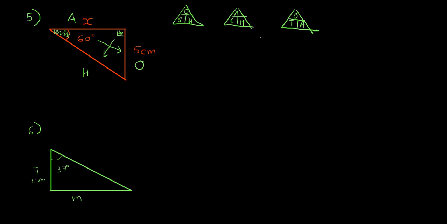Okay, TOA. So in this case I have the opposite, I have the angle, and I need to find the adjacent. So can't use sine, can't use cos. I can use tan because tan uses the opposite and the adjacent. I need to find the adjacent, so I cover the adjacent, and adjacent is the opposite divided by tan. In this case adjacent is x, the opposite is 5 centimeters, and tan of 60 degrees. Type this in your calculator.